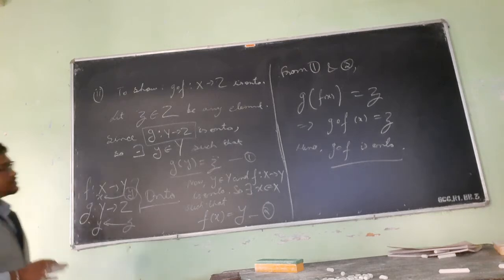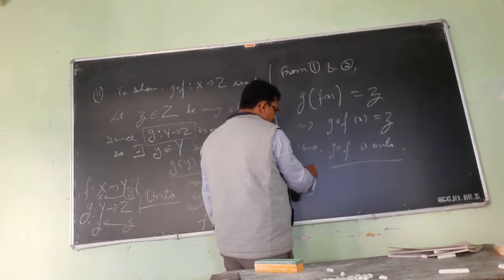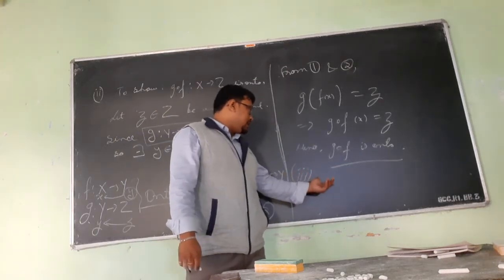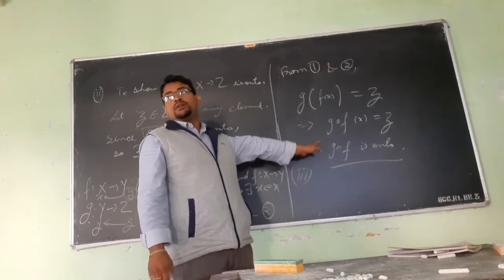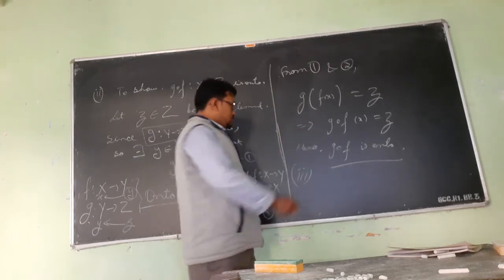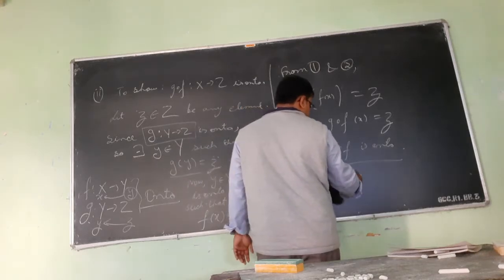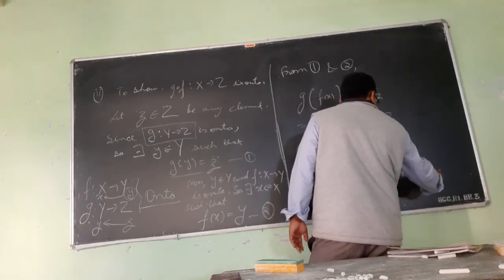So the third one is just the combination of this. If the question comes in the third one as this, you have to prove both the parts. Prove it is one-one, prove that it is onto. So third one I don't have anything to prove. Just combine the first and second.